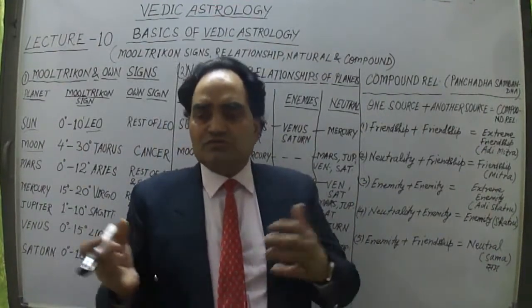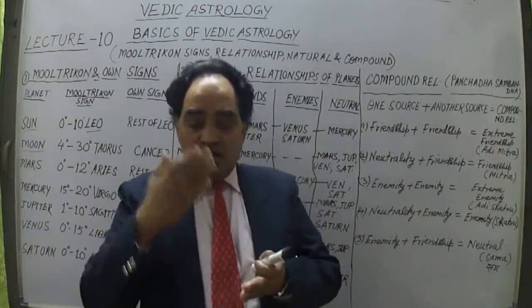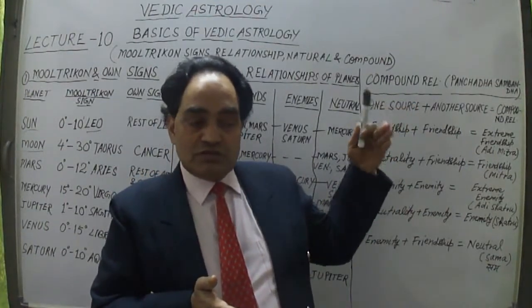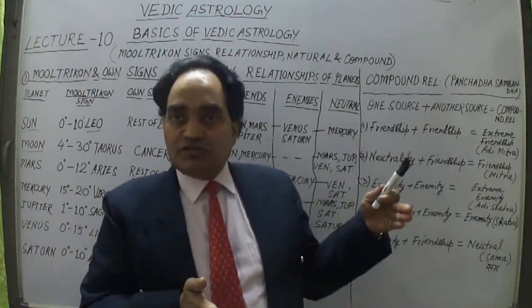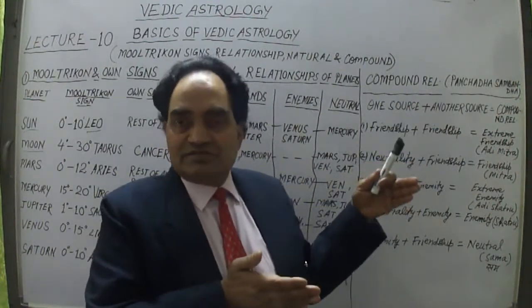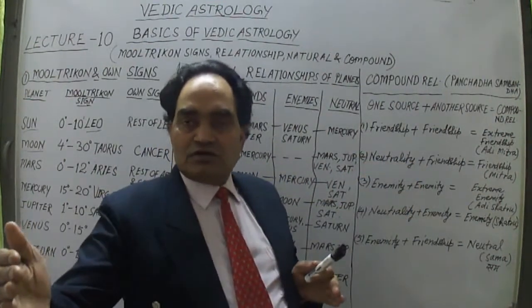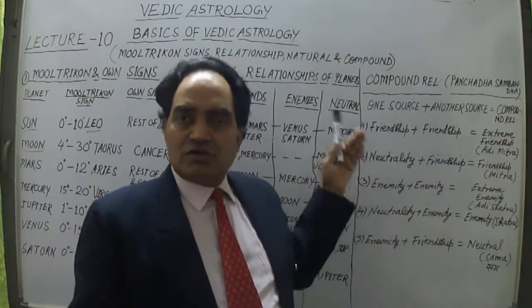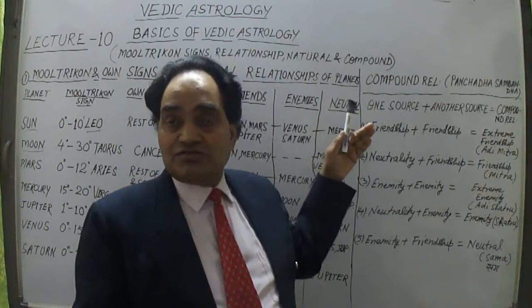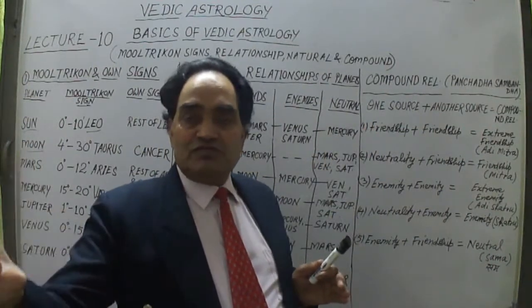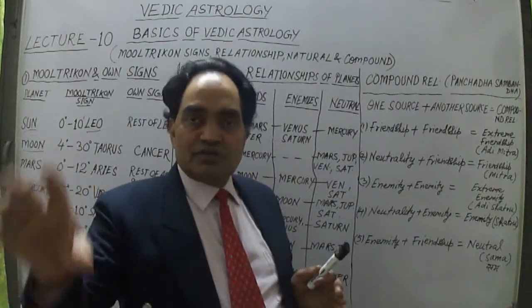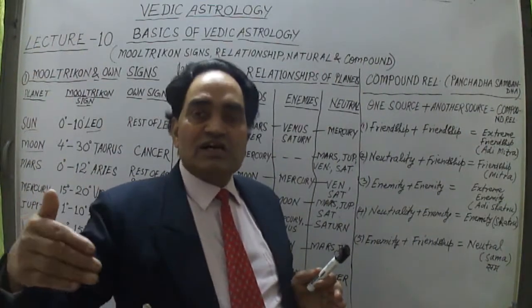I have already talked about what the external planets are. Between Earth and Sun, there are 2 planets only, Mercury and Venus. They are known as internal planets. While away from Earth, not between Earth and Sun, there are 3 planets: Mars first, then Jupiter, then Saturn. So Mars, Jupiter, and Saturn, these 3 are known as external planets.